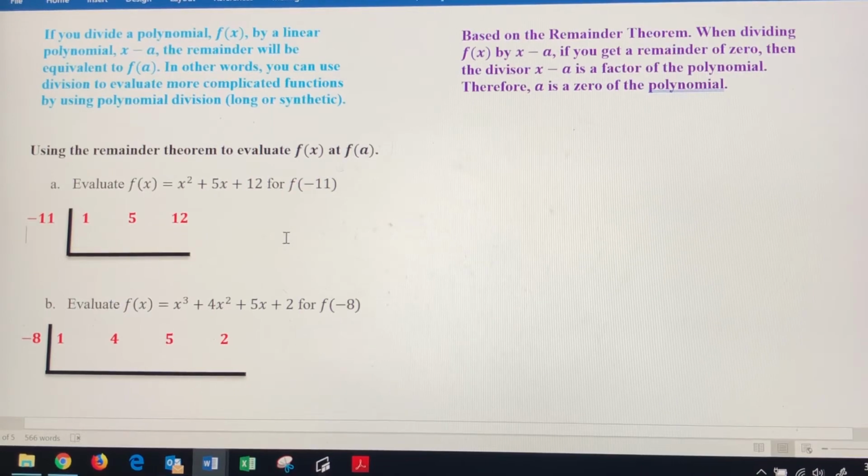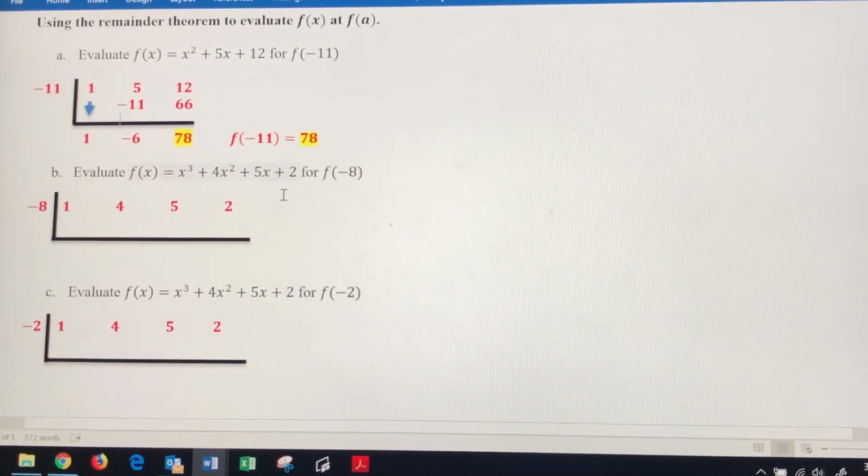And let's go through the synthetic division steps. So first thing we want to do is bring down the 1. Let's multiply negative 11 times 1. We get negative 11. Add those two values, I get negative 6. Multiply negative 11 times negative 6, you get positive 66. And we get a remainder of 78. Now, if you plugged in negative 11 and already found that, that should verify that f of negative 11 is positive 78, okay?